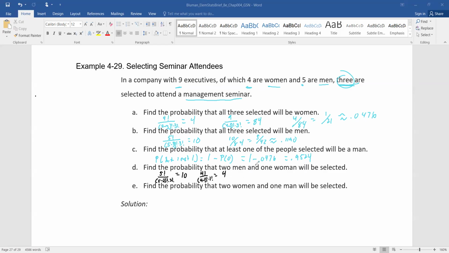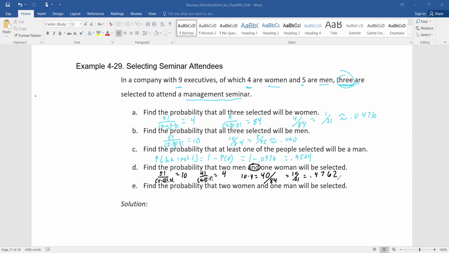If I want this to happen, and "and" means to multiply, so that's going to be 10 times 4, which is 40 out of the 84 possibilities. So that is about 10 out of 21, which comes out to be about 0.4762. So there's a 47.62% chance that you get 2 men, 1 woman.